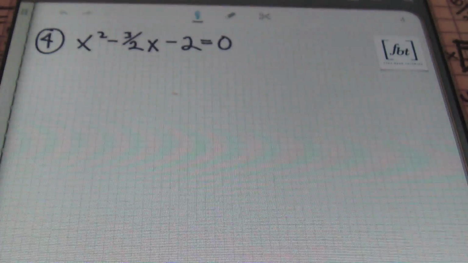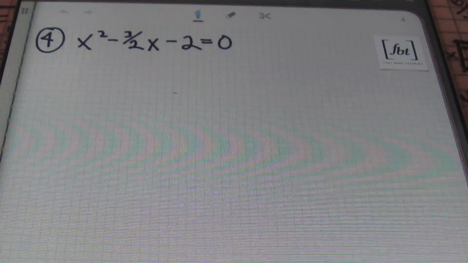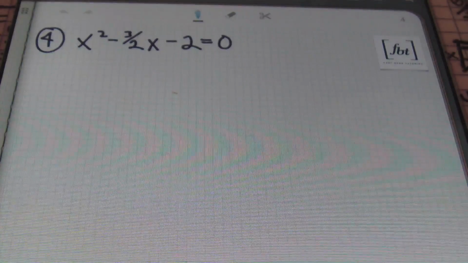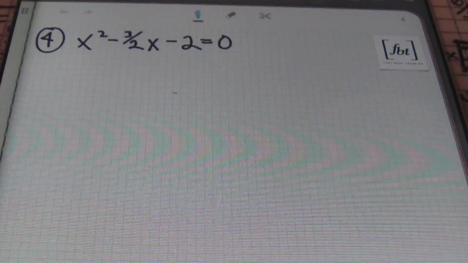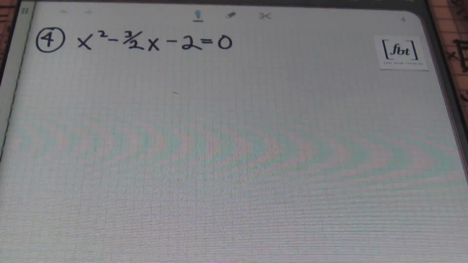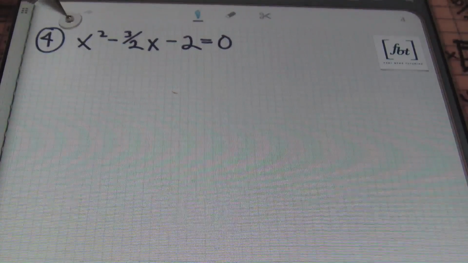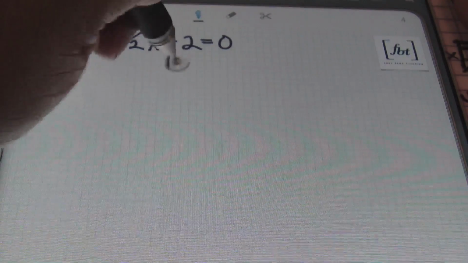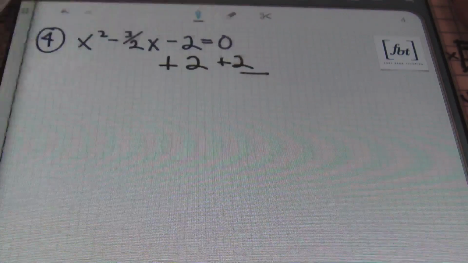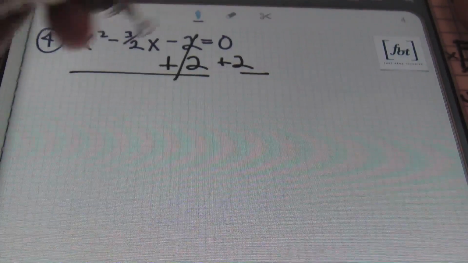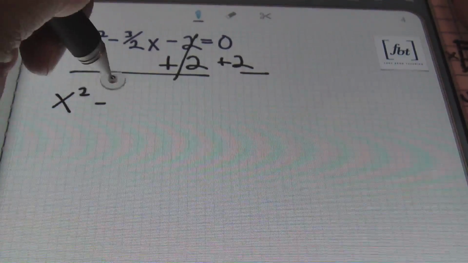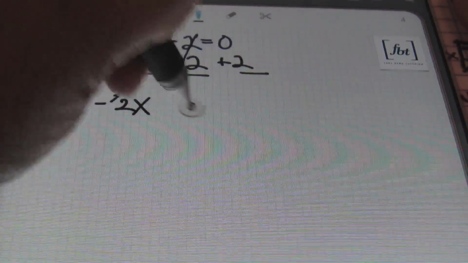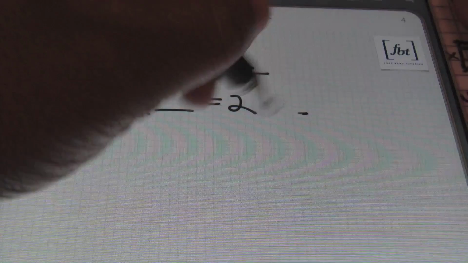Okay, let's move on to the next problem here. We have problem number 4. And lo and behold, our middle term's coefficient is a fraction. But we ain't scared. So what we're going to do is the following. Our first coefficient is still 1. So we're happy there, right? So I'm going to go ahead and add 2 to both sides of the equal sign. That's right, isolating those first two terms. From there, I'll bring down the x squared minus the 3 halves x blank equals 2 blank.